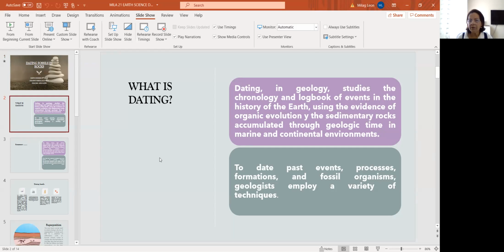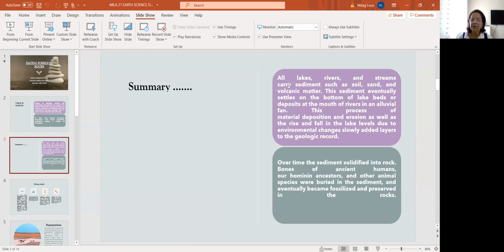Dating in geology studies the chronology and logbook of events in the history of the Earth. Using the evidence of organic evolution, sedimentary rocks accumulate through geologic time in marine and continental environments. Then we're going to find that all lakes, rivers, and streams carry sediment such as soil, sand, and volcanic matter. This sediment eventually will settle at the bottom of lake beds and deposit at the mouth of rivers.